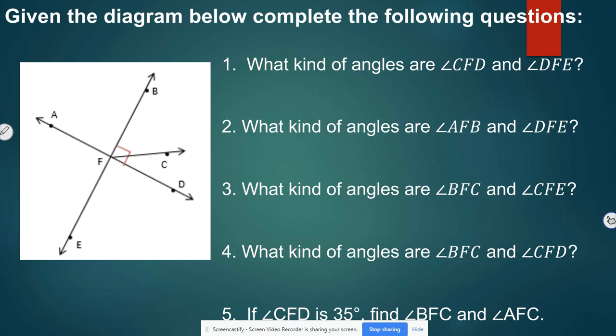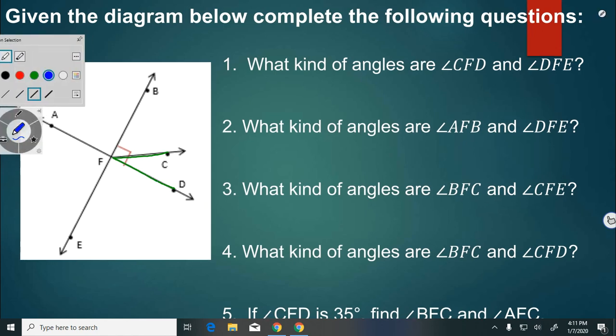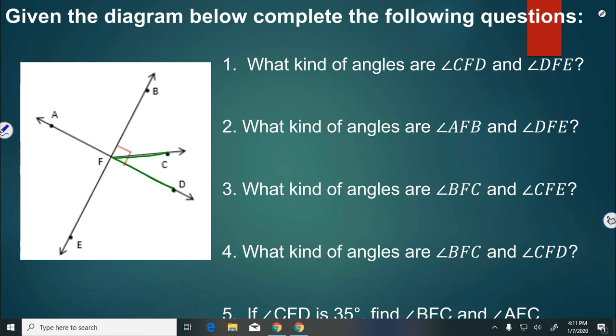So first we got to find those. CFD is this angle right here. It's C to F to D. And DFE, you don't have to draw these in like I am, just pay attention to them so you can figure out how to do these. DFE would be D to F to E this way.